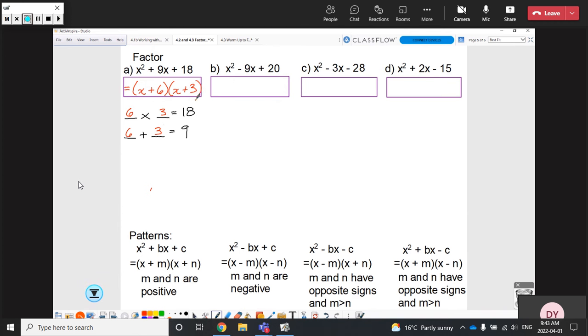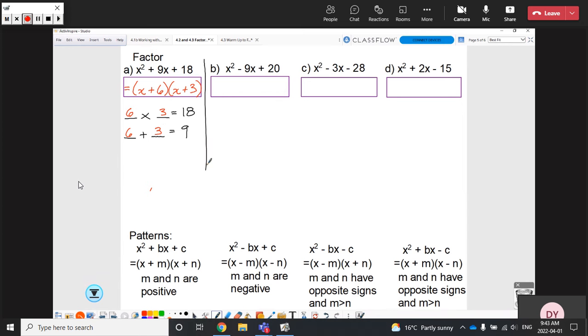A great question came out and said, Mr. Yakmission, I have x plus 3, then x plus 6. Does the order matter? It doesn't matter, because you can multiply in whatever order. So as long as you have both of those factors, you're in great shape.